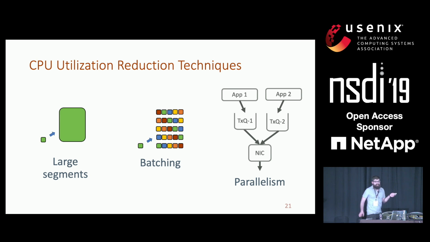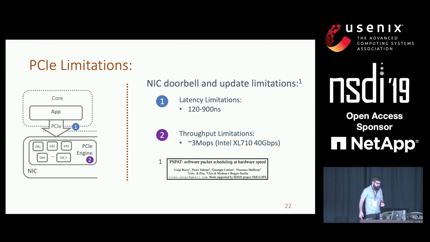And finally, we'll add in parallelism. This is the idea that we have different cores operating in parallel on different NIC resources. They never talk to each other. We get the ideal linear scaling, or close to it.